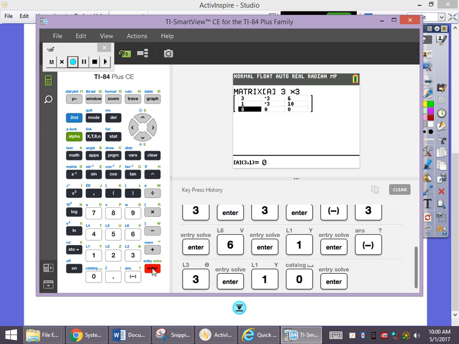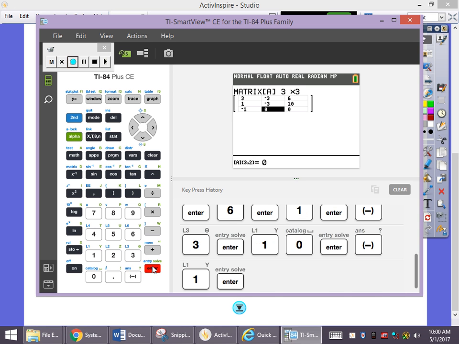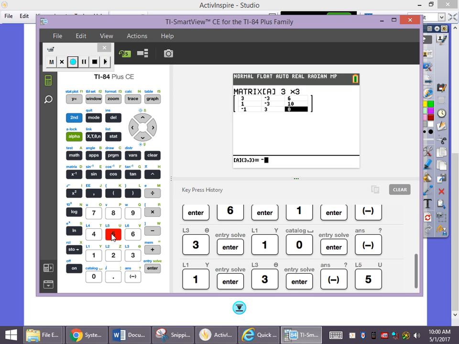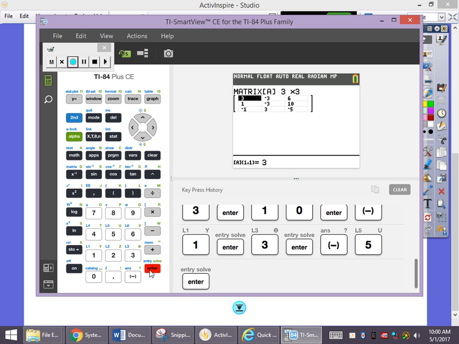All right, the bottom row. Negative 1, 3, and negative 5. The negatives are important. Okay? I'm going to wait and make sure that everyone has matrix A in. Good? Anyone need time? Oh, we're good? All right.